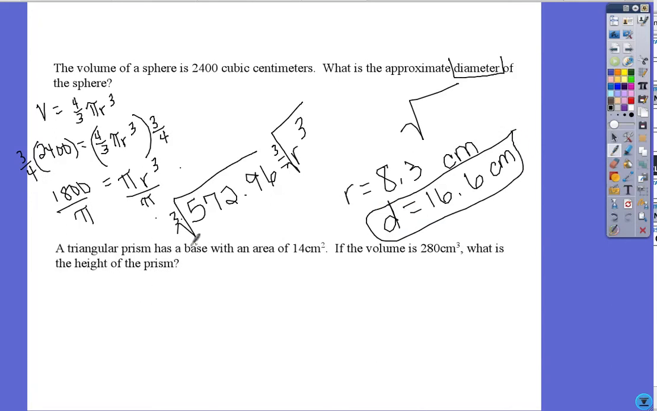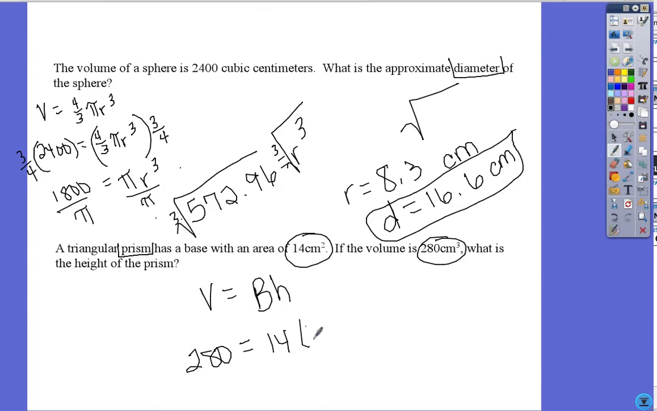And lastly, we have a triangular prism with a base that has an area of 14 centimeters squared. The volume is 280 centimeters cubed. What is the height of the prism? Notice it's a prism, so for any prism, volume is the area of the base times the height. Well, it gives me the area of the base, and it gives me the volume. 280 is the base, 14, times the height. So I divide both sides by 14, and I get 20 equals the height.